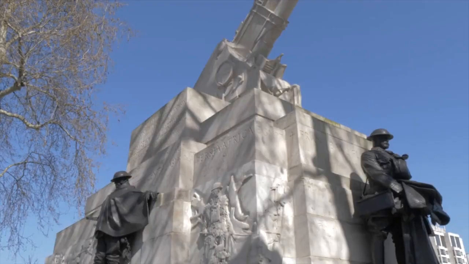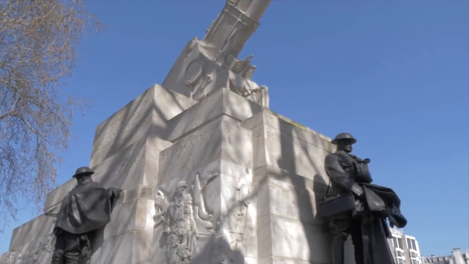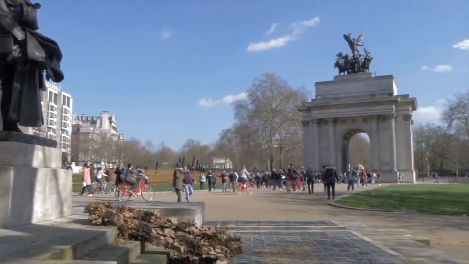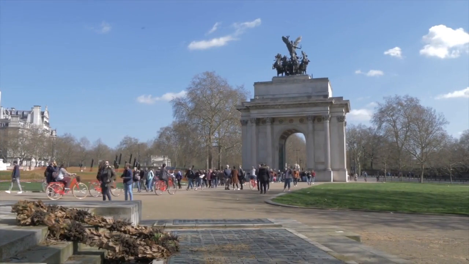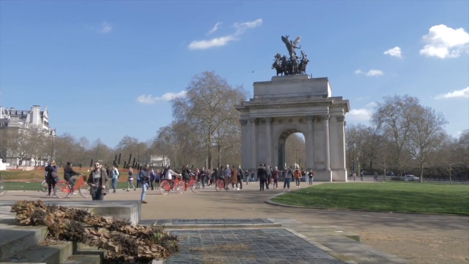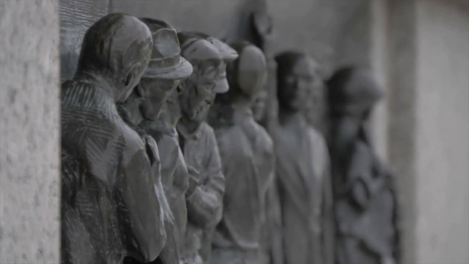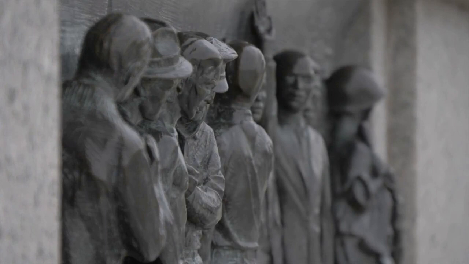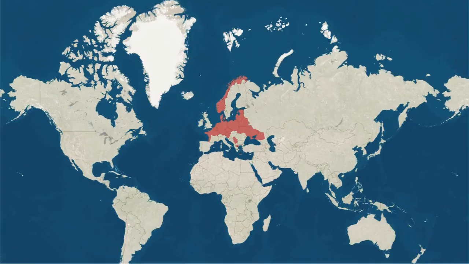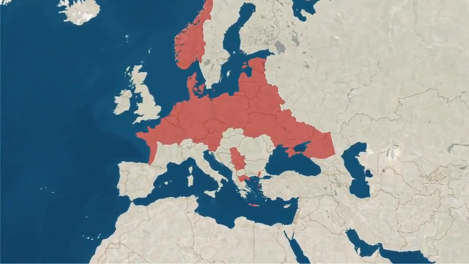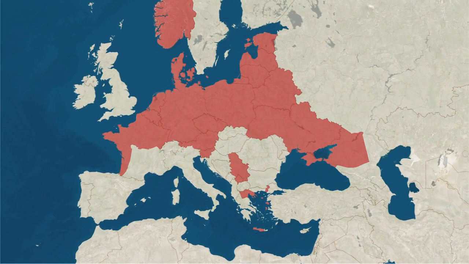Other significant battles of the war include the Battle of Jutland, fought between British and German naval forces in the North Sea in 1916, and the Battle of Gallipoli, fought between Allied and Ottoman forces in the Dardanelles in 1915. The battles on the Eastern Front, including the Battle of Tannenberg and the Battle of the Masurian Lakes, were also important in shaping the outcome of the war. The war ultimately ended with the defeat of the Central Powers and the signing of the Treaty of Versailles in 1919.